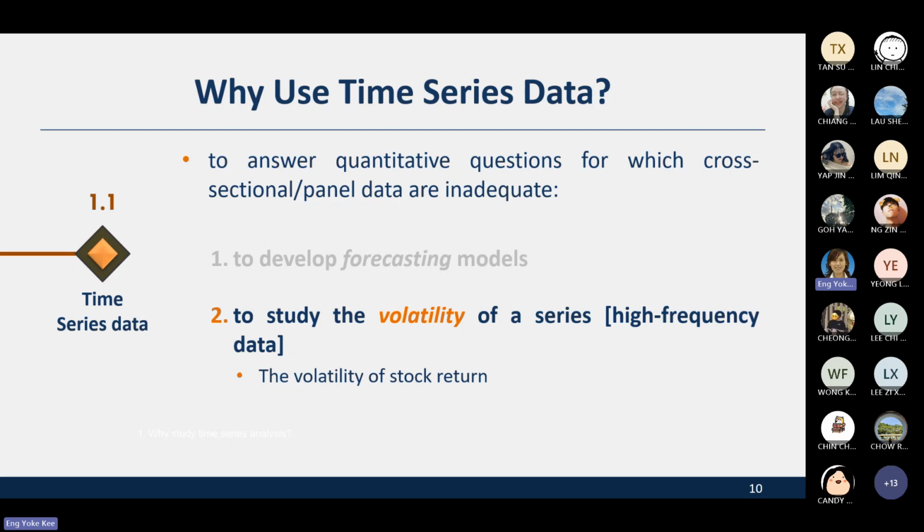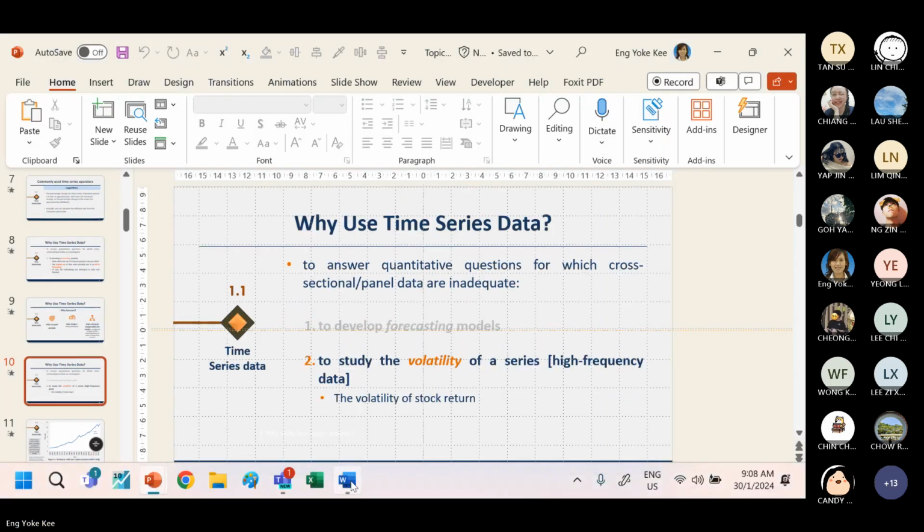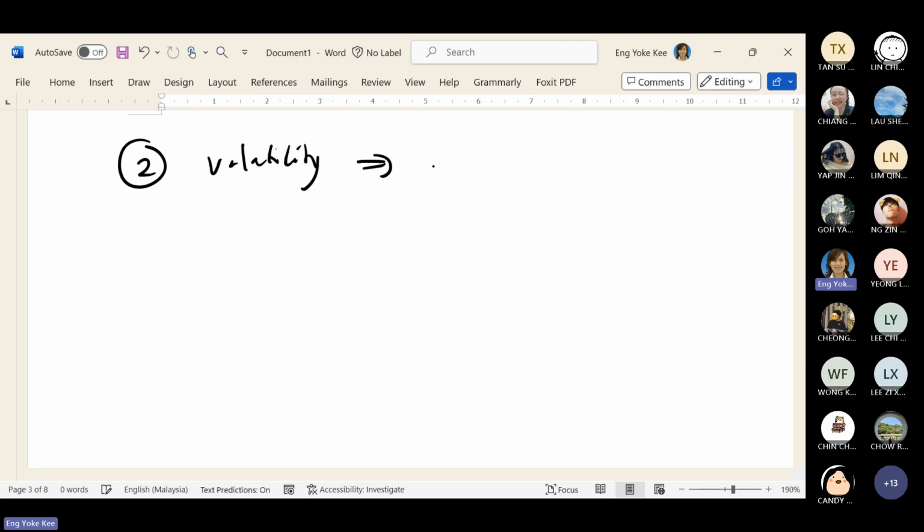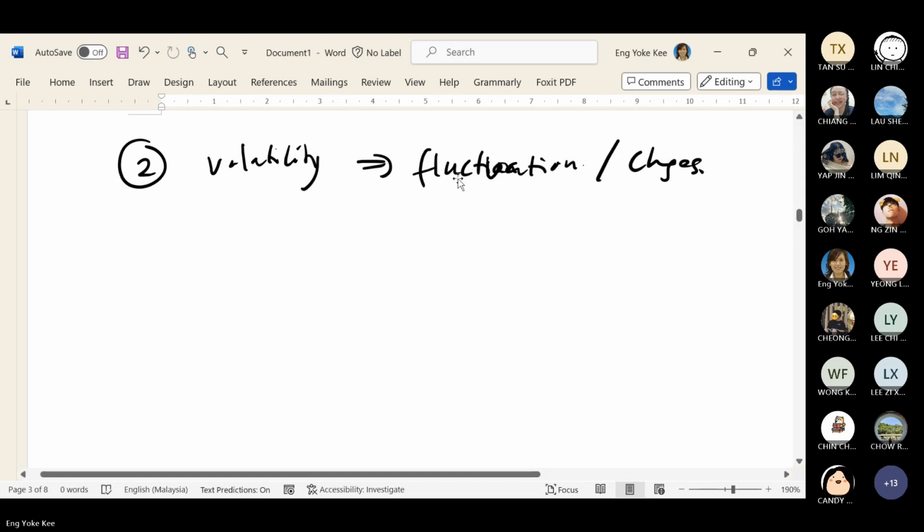Secondly, how useful is this time series data? The time series data allows us to measure or to study volatilities. So what are volatilities? Volatility here means fluctuation, or changes.